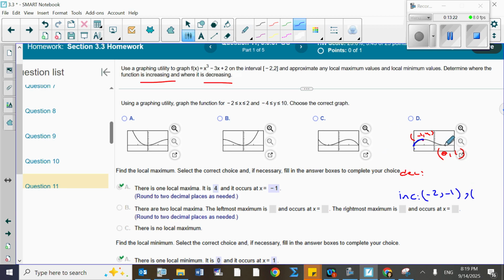And now the next increasing part is from here to here. So that's from 1 to 2. So I'm going to write 1 to 2. Just write x of those values. And then decreasing part is from this point to here, which is from -1 to 1. X of a start, x of n.